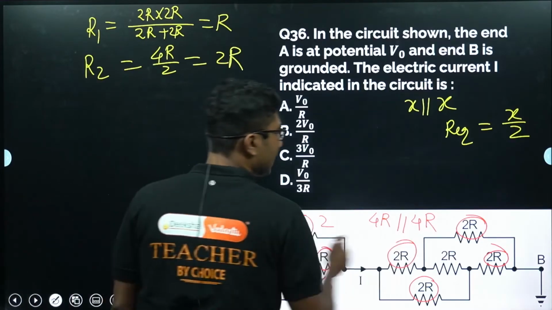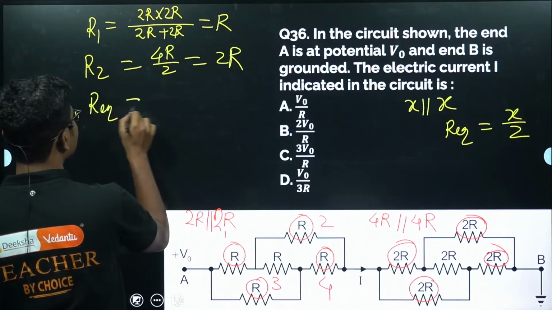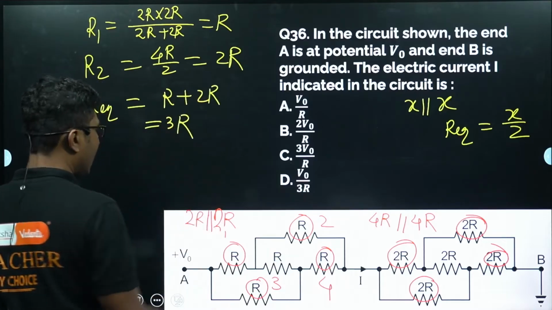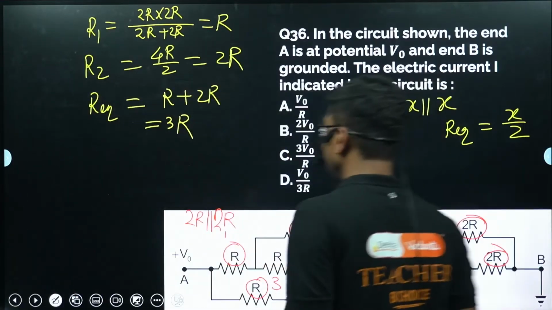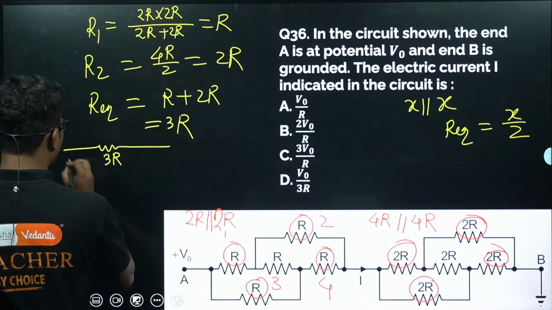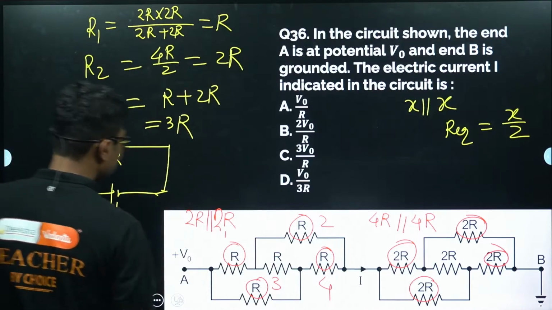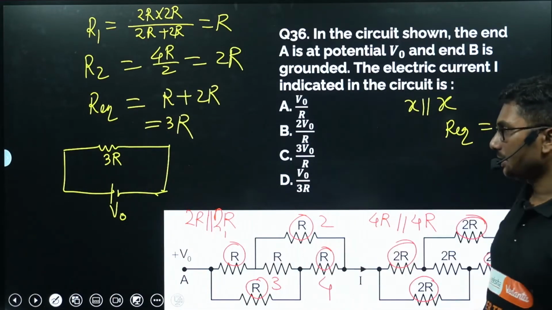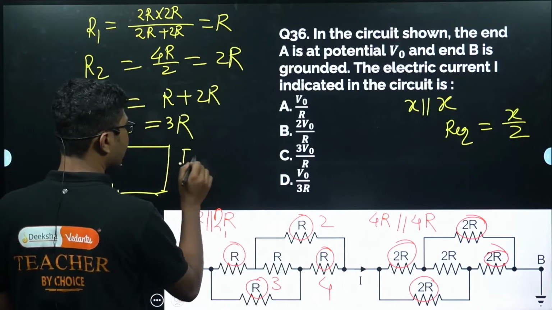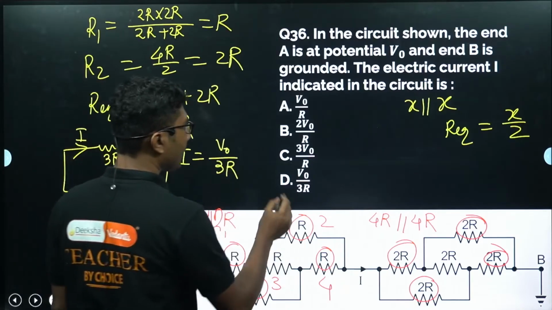Now these two resistances are in series. So what is the total final resistance? Final resistance is R plus 2R, that is 3R. Right? Now voltage across this is V naught. So we can simplify this as a resistance of 3R connected with a battery of V naught. This is the equivalent circuit of this entire thing. So what is the current in the circuit? The current in the circuit is I equal to V naught by 3R.